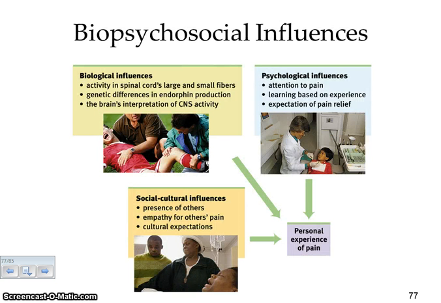So the biopsychosocial influence is biological. This is our body. So activity in the spinal cord's large and small fibers. There's genetic differences in our endorphins. That's the things that make us happy. And the brain's interpretation of the central nervous activity.